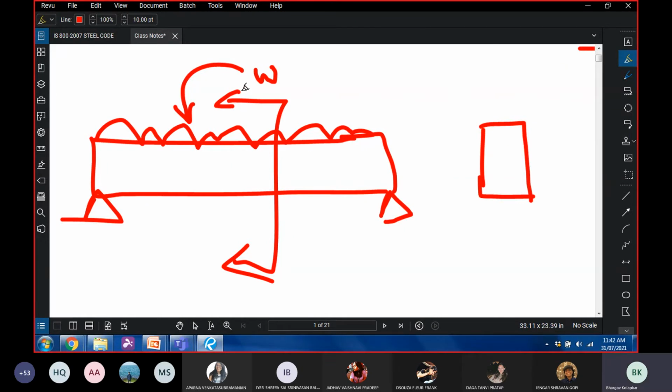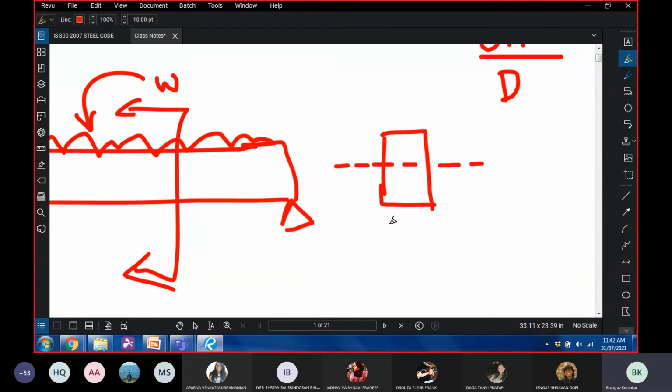If it is a homogeneous material, say it's only steel, a block of steel or a block of wood or a block of concrete, then this is something that you already know, we are just revising. The section which is above this will be experiencing which type of force? Compression, right? The material or the section which is below this line will experience tension, right?